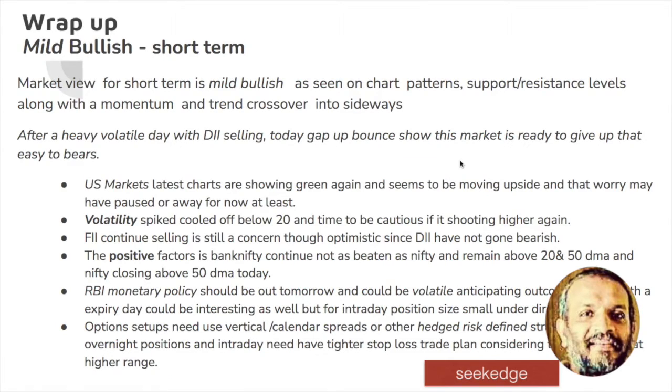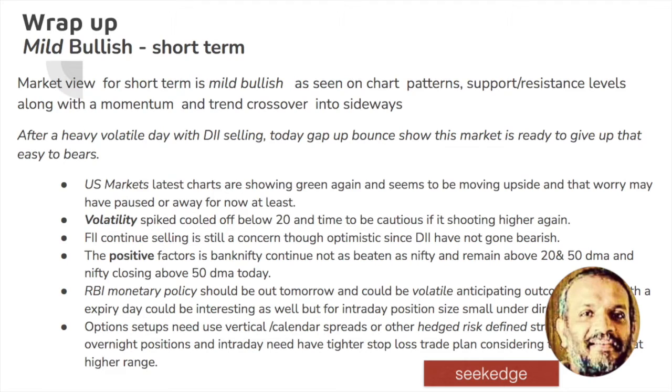Just before the wrap up, we were re-looking at these charts once again in a different chart. So overall the view for the short term is mild bullishness. Why? Because the chart patterns are saying that, support resistance and price action are saying that, and the trend momentum also, from the bearish zones, has now turned sideways on almost all the sectors, and heavyweights and everything have moved to a sideways trend rather than bearish zones.